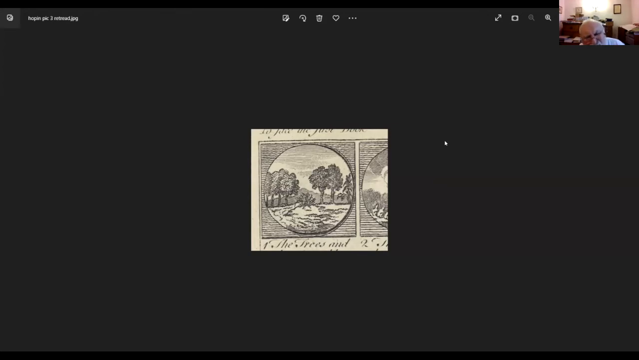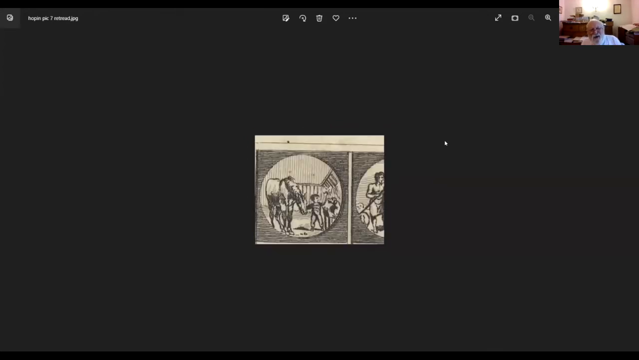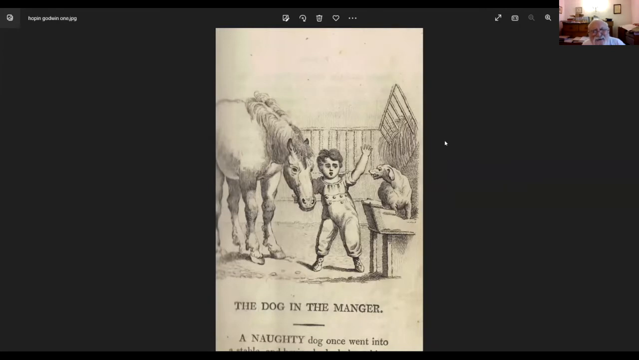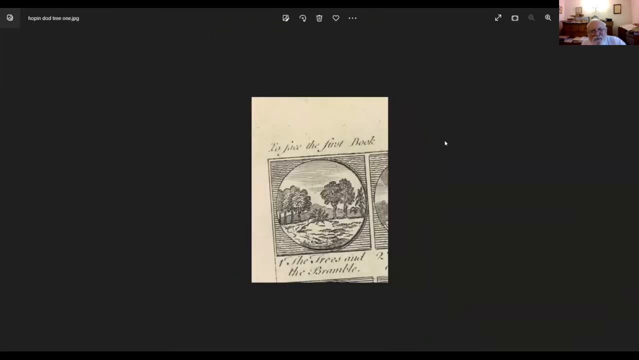Could we have the next one? Oh dear, no, that's number 7. No. Oh, there you had it. These trees. This is the fable of the trees and the bramble, and then you get in the cheap edition the whole thing converted into a wood engraving.